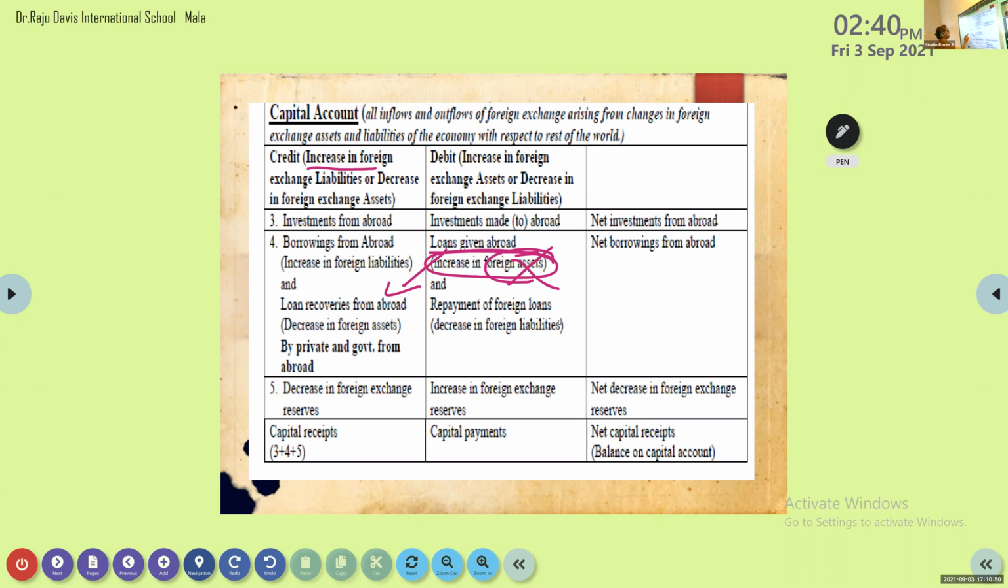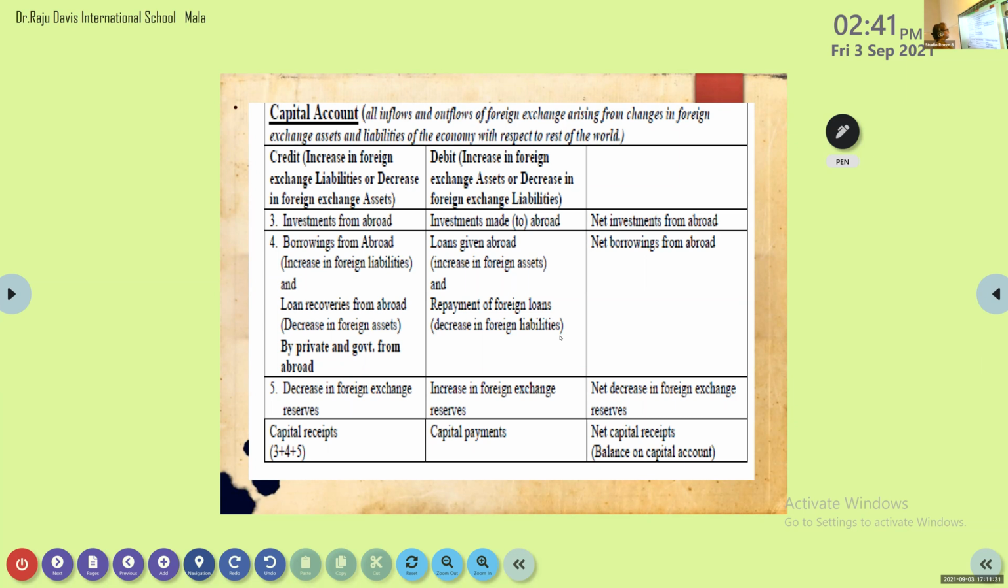Another one, these loan recoveries can happen between governments, between private people, or between private firms and private industries also. At the same time, somebody has given us loans. This we are repaying, we are giving it back. So our liability of repayment has gone, it is reduced. Okay, so these are the things coming under the capital account. Now there are different divisions in investment that I will tell you later. First, you make this clear.